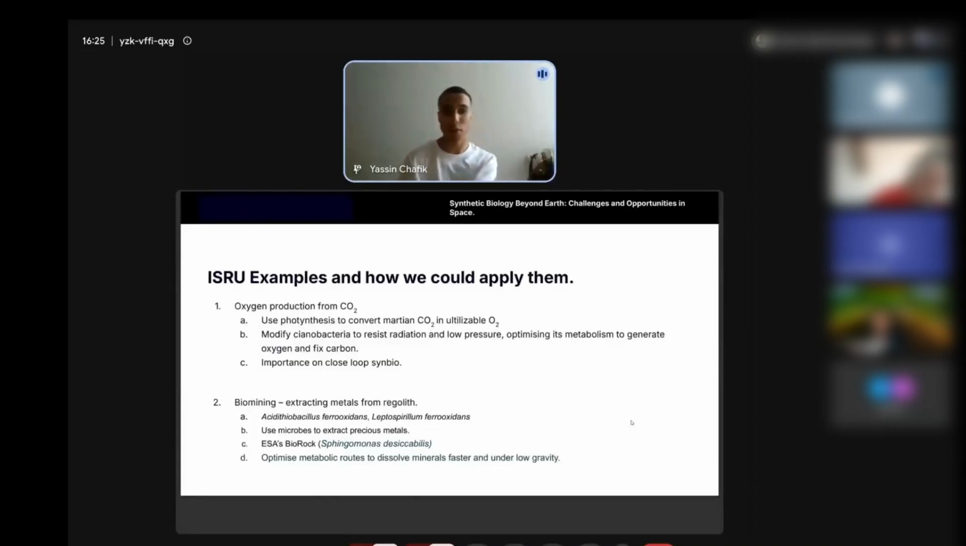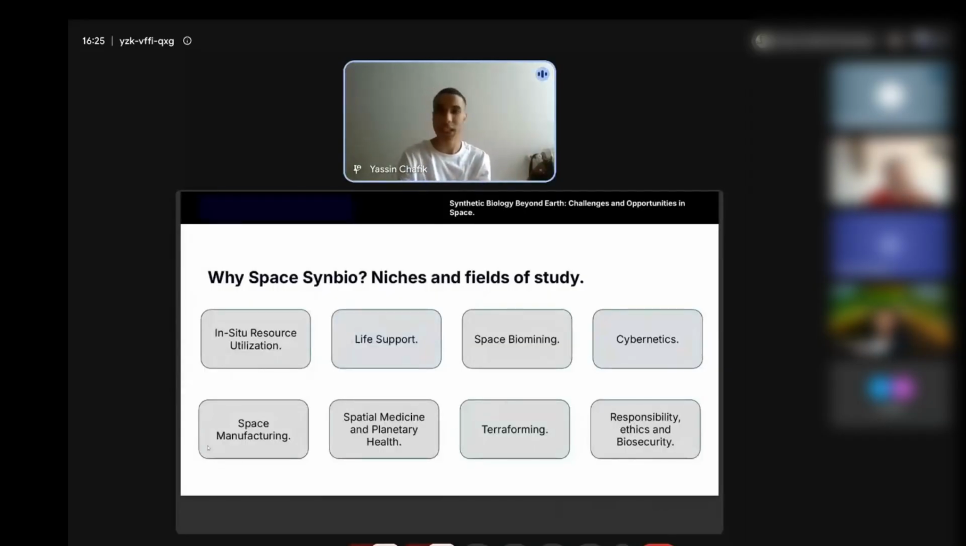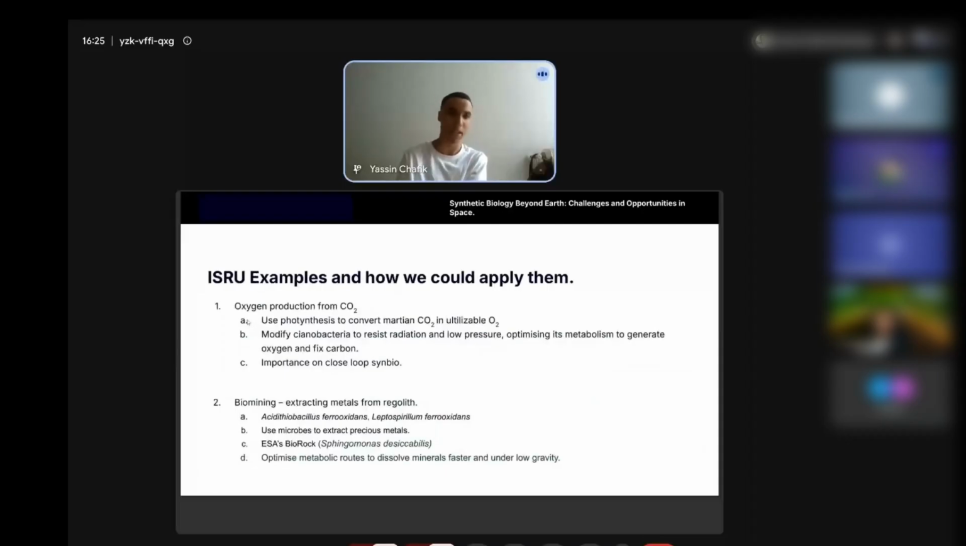And here I've brought two examples of in situ resource utilization, because I think that from all of the niches and fields of study, all of you can more or less understand all of this, but this is something very specific of space. So these are two case studies. The first one is something that I came up with to show you, and the second one is something that is really being done by the European Space Agency.